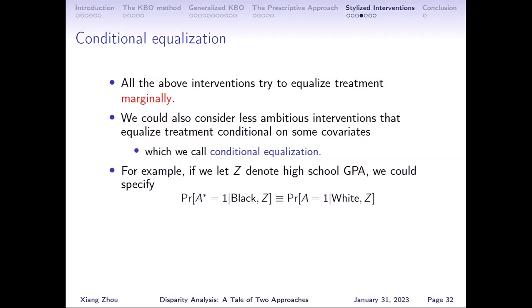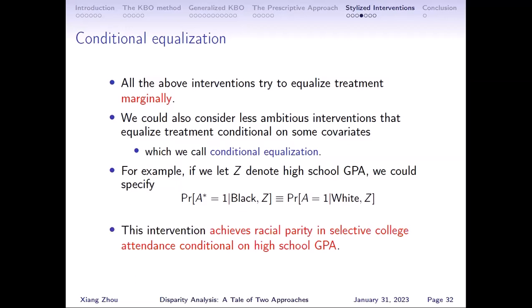For example, if we use X to denote high school GPA, we could specify an intervention where the conditional probability of attending a selected college given high school GPA among Black students is the same as the conditional probability given high school GPA among white students without the intervention. Right? So this intervention achieves racial parity in treatment only conditional on high school GPA. It doesn't necessarily achieve parity marginally or unconditionally.